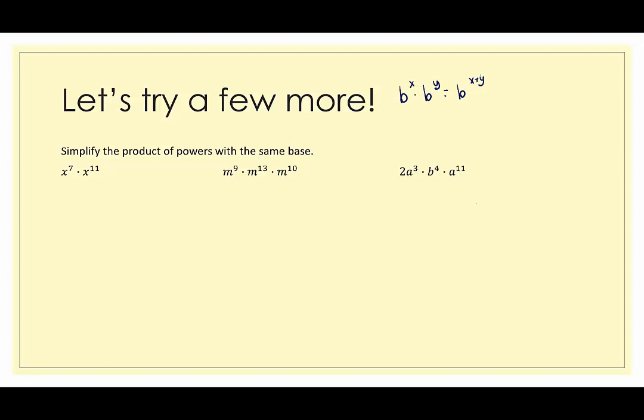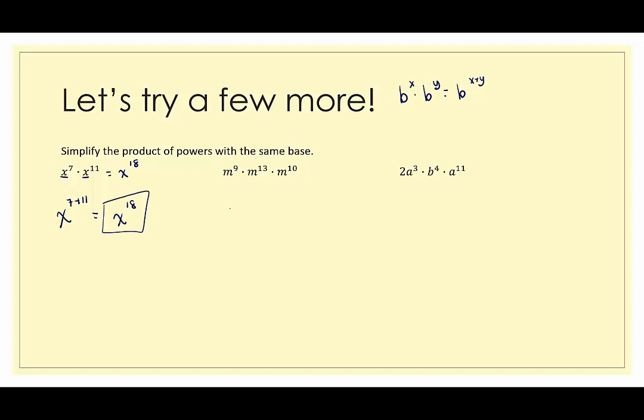Yikes. So we have the same base, right? We have base x and base x. What do we do with these exponents? We add them together. 7 plus 11 is 18. So x to the 7th times x to the 11th is actually going to be 18 factors of x.